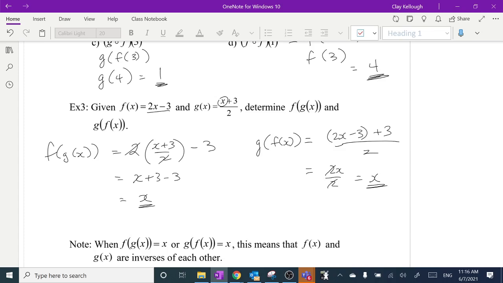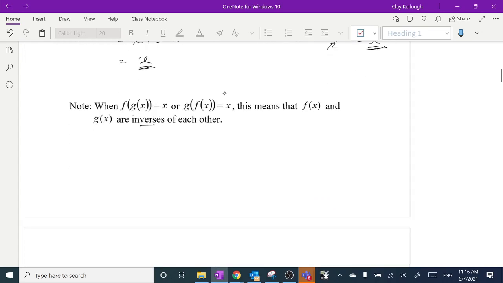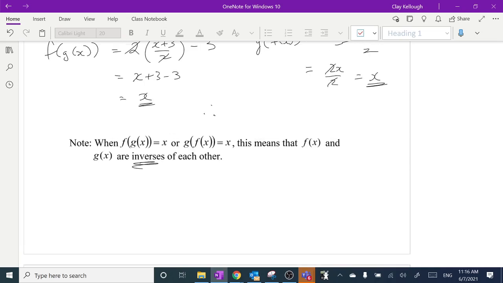Hey, is it always true that f of g of x will equal g of f of x? No, it is not always true. And they won't always cancel down to x like this unless they are, remember this from chapter 2, inverses of each other. It turns out that f of g of x and g of f of x both equal x. Therefore, I can say f of x is the inverse of g of x. Or remember the notation for that?